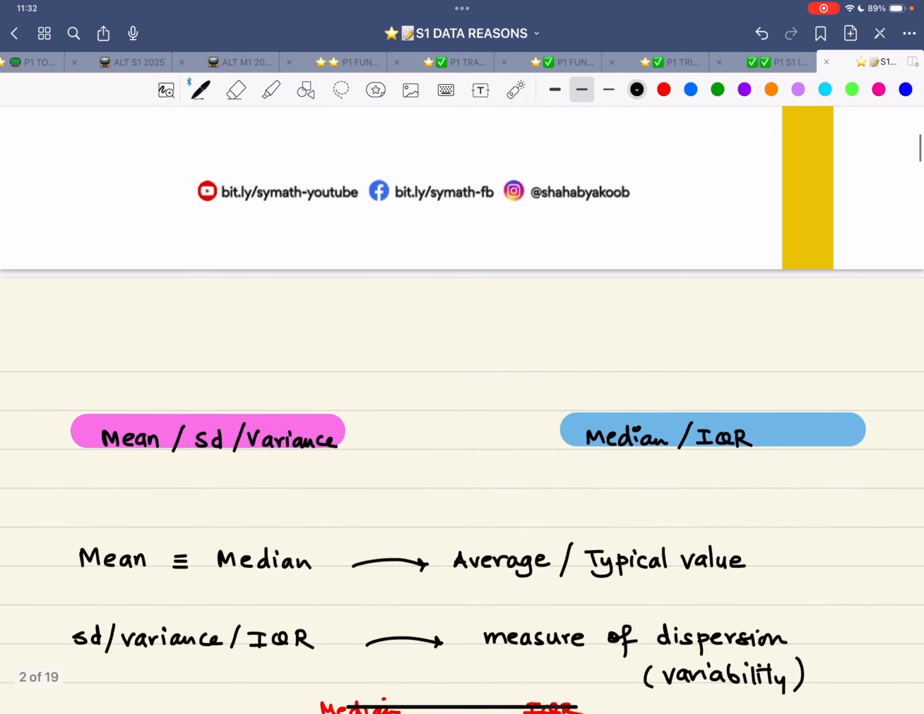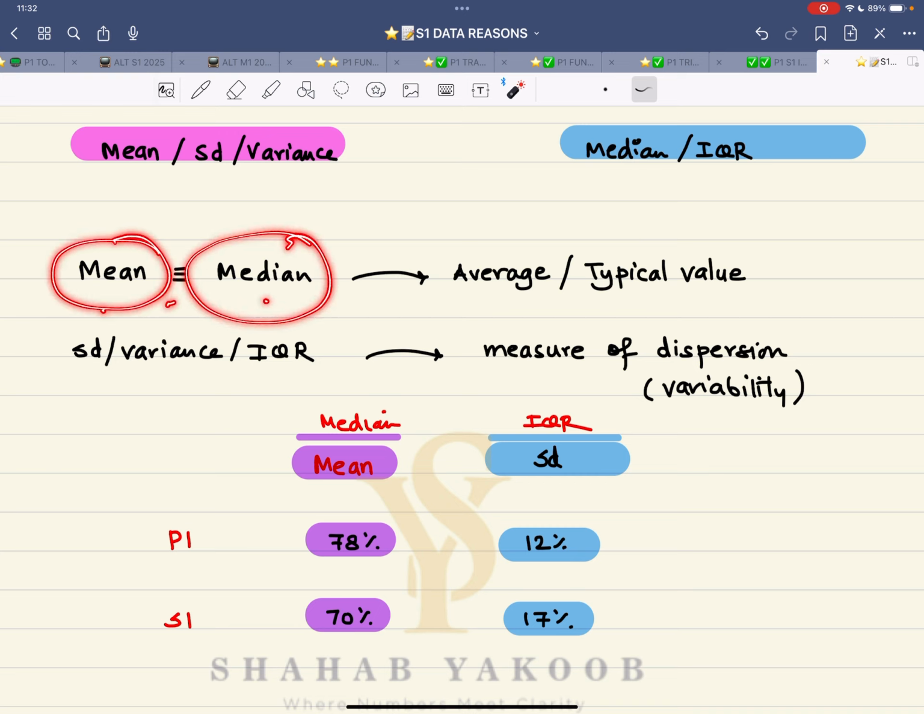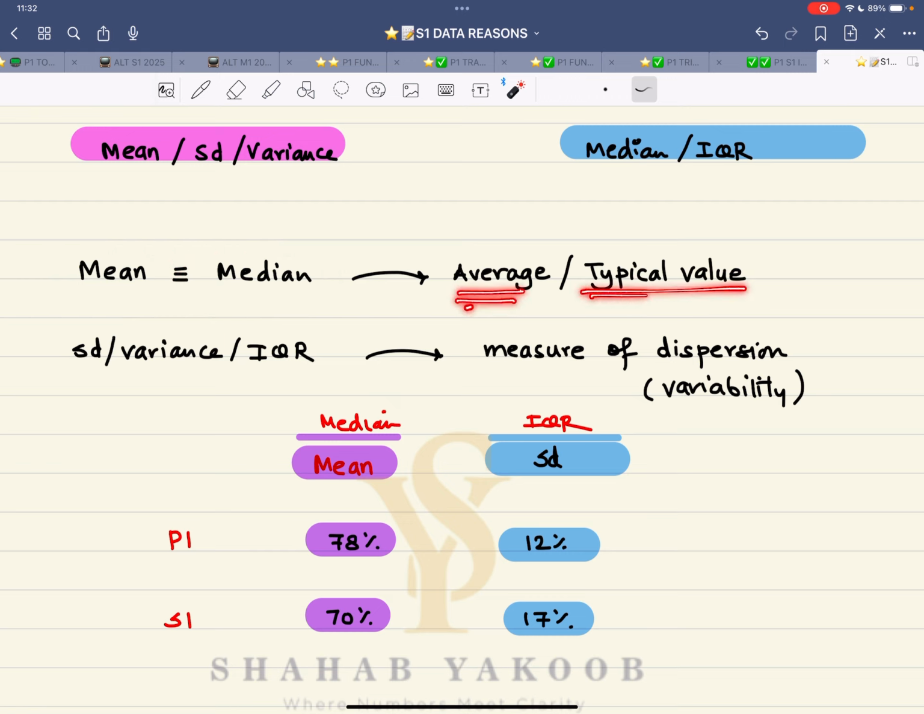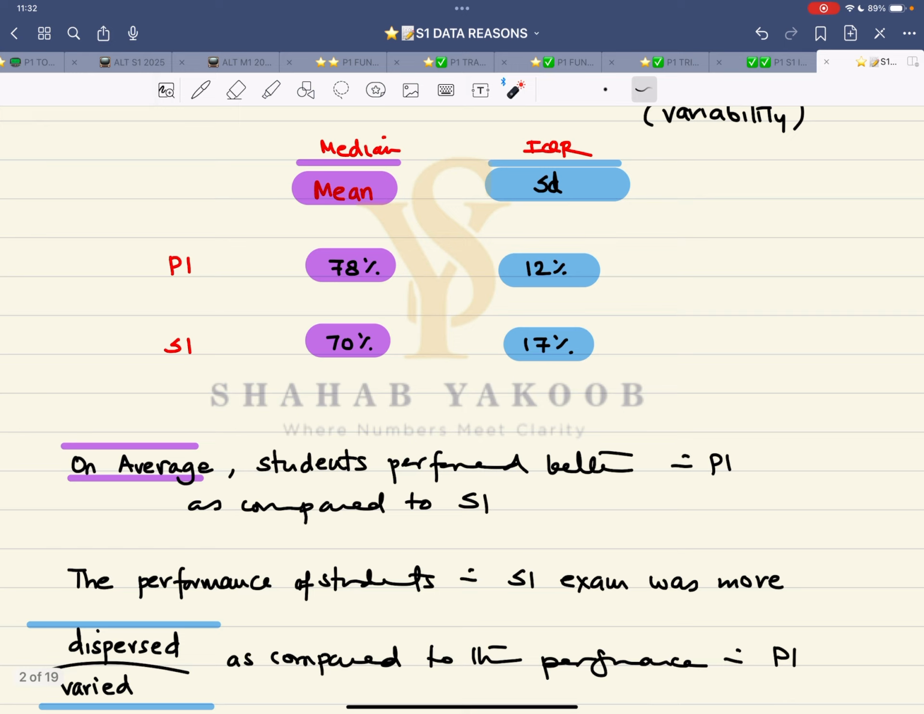So, let's get started. First of all, when we talk about mean and standard deviation, that is the same thing as talking about median and interquartile range. When we use the word mean or median, we would specifically be talking about the average value, the typical value. When we talk about standard deviation or variance or interquartile range, this is a measure of dispersion, measure of variability.